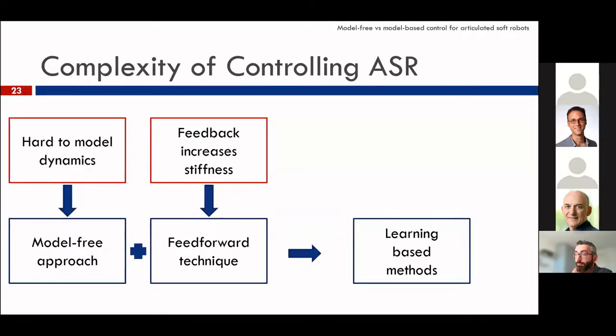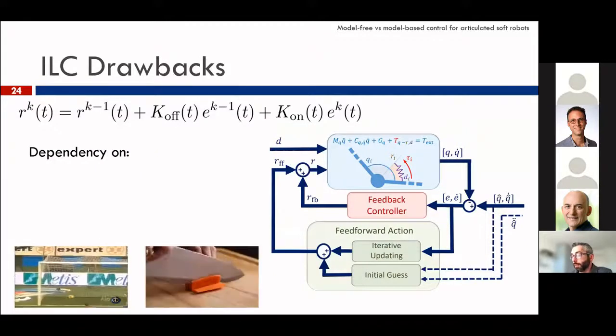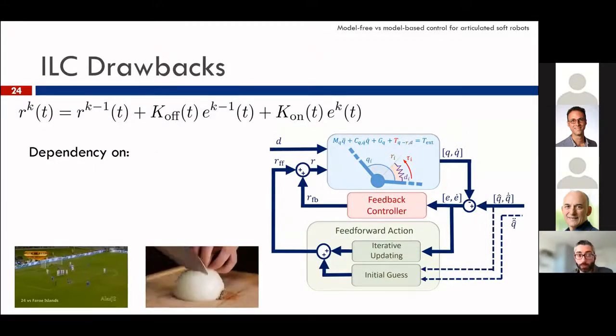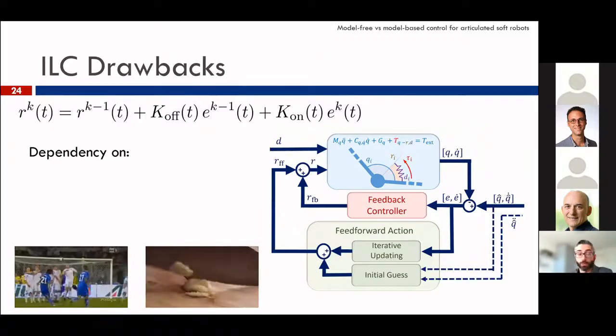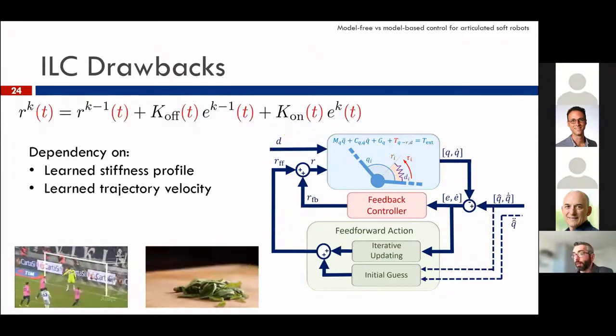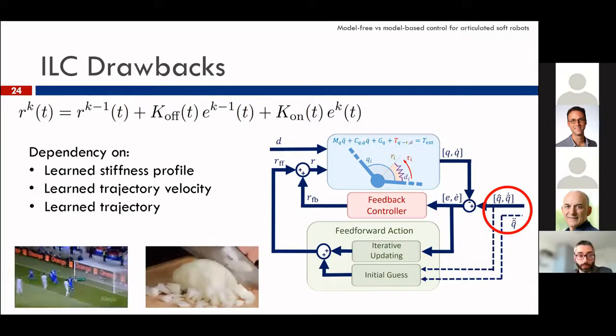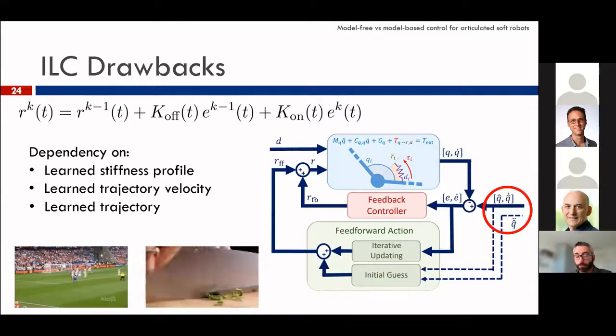So, problem solved. We are able to track a trajectory with articulated soft robots with a model-free approach that is also feed-forward. But actually, we still have some issues because learning-based methods also come with generalization issues. The control action that we learn depends on some information. For example, it depends on the stiffness profile that we use during the learning, on the velocity of the trajectory, and also on the trajectory itself. Of course, if you change just one of these parameters, we have to repeat the learning process.